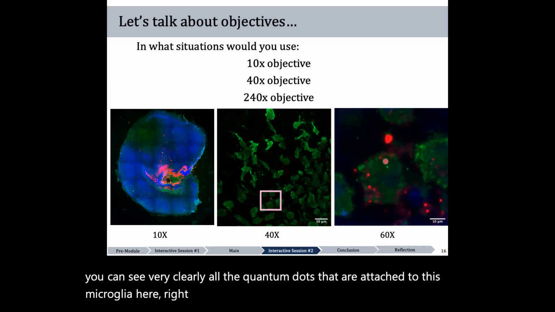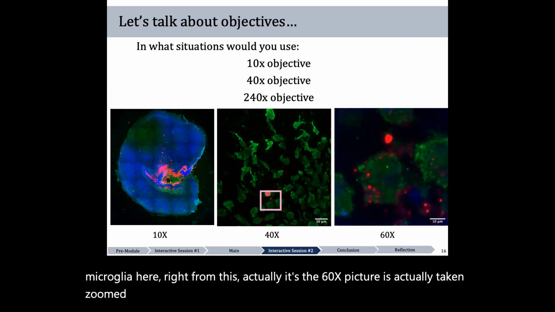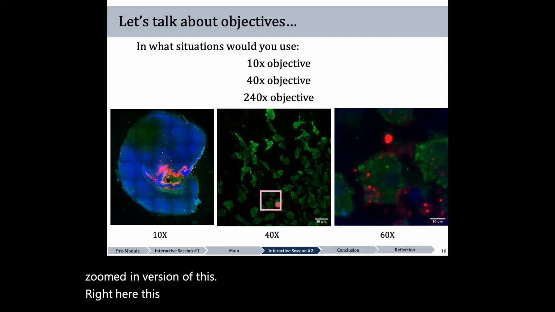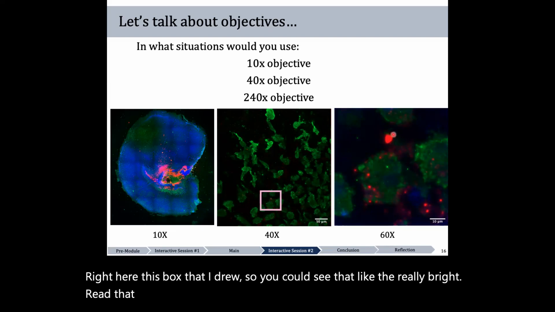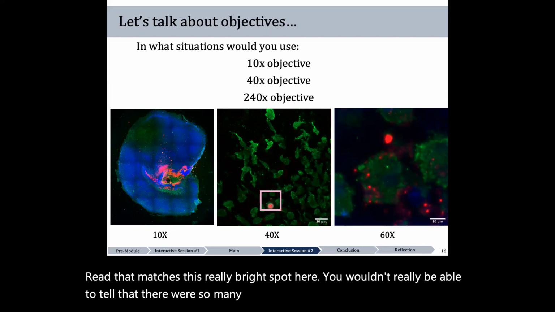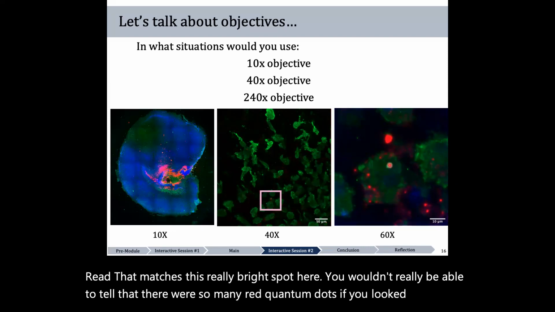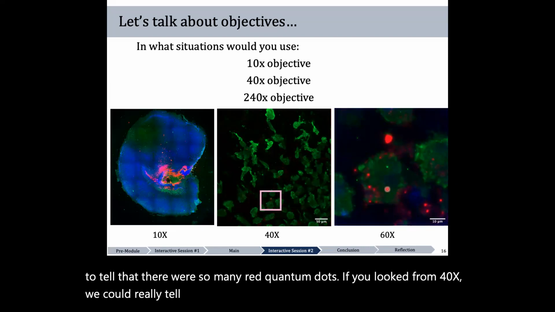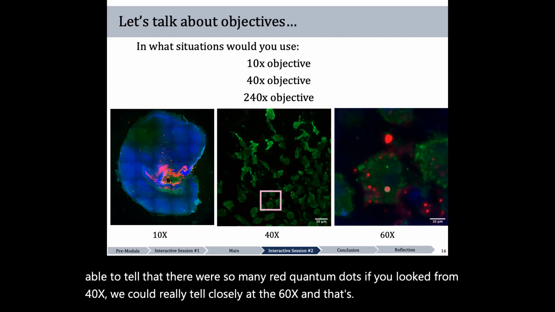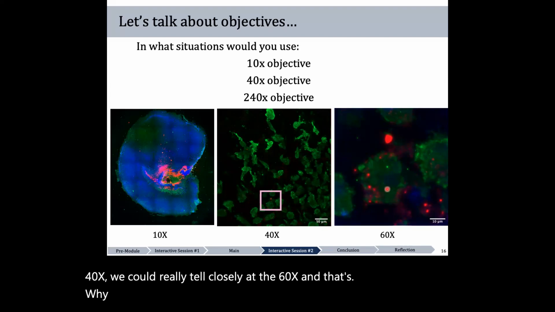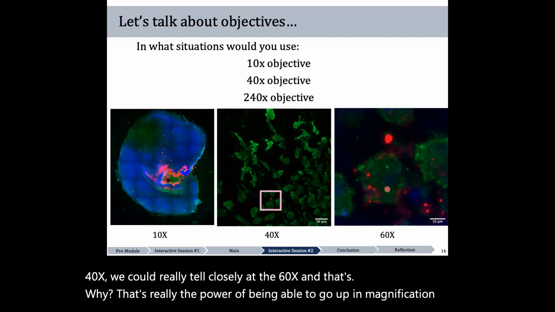The 60x picture is actually a zoomed in version of this, right here, this box that I drew. So you can see the really bright red that matches this really bright spot here. You wouldn't really be able to tell that there were so many red quantum dots if you looked from 40x. We could really tell closely at the 60x, and that's really the power of being able to go up in magnification within a confocal.